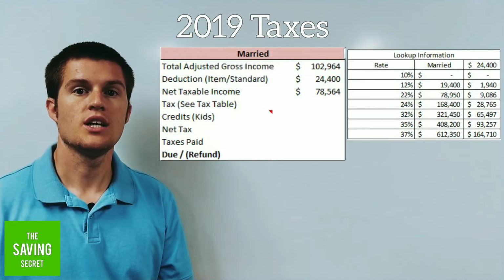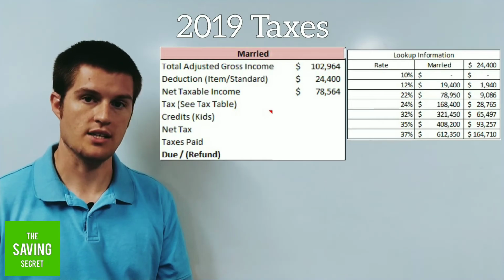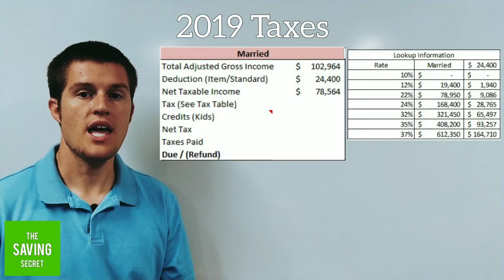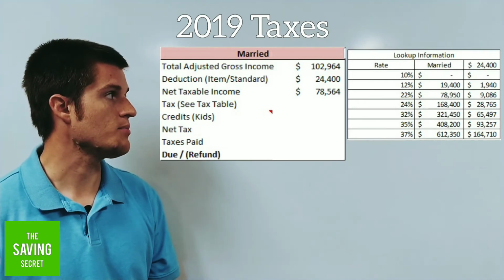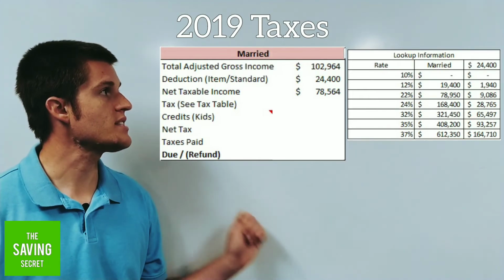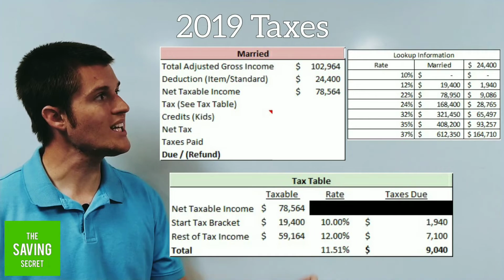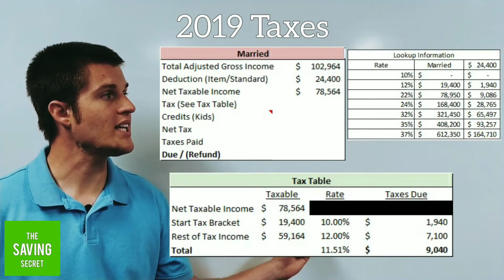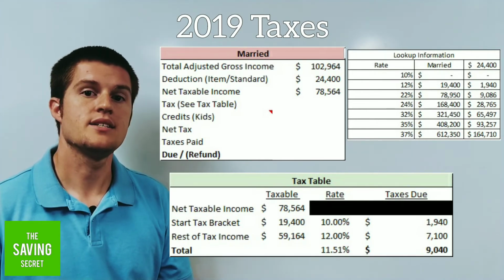$1,940. The first $19,400 is taxed at 10%. That is how the progressive tax system works. Then they move up to the next level. So if you're looking at this example, let's look how this taxable income plays out in the example. If you look at this tax example, this is how the taxes work. The first $19,400 is paid at 10%.